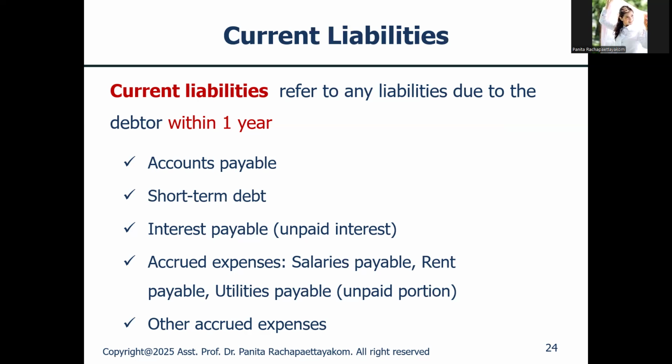As well, accrued expenses on the fourth bullet point. Examples of accrued expenses are salary payable, rent payable, and utility payable. What does accrued expense mean? These are expenses that you have not yet paid to the creditor or the debtor. We call salary payable, rent payable, and utility payable accrued expenses. As well, other accrued expenses within 1 year we categorize here as current liabilities.